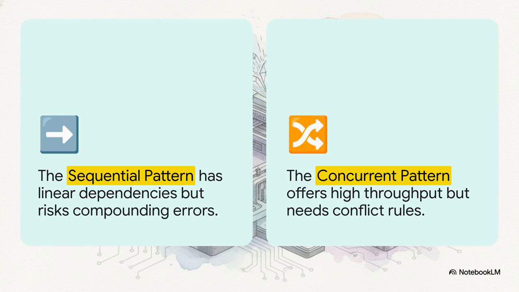Now, when deploying these teams, we generally use 2 primary patterns. The sequential pattern is highly linear and predictable. Agent A finishes, hands off to Agent B. It's fantastic for tasks requiring strict, step-by-step accuracy, like reviewing a legal contract. But it carries the risk of compounding errors if an early step fails.